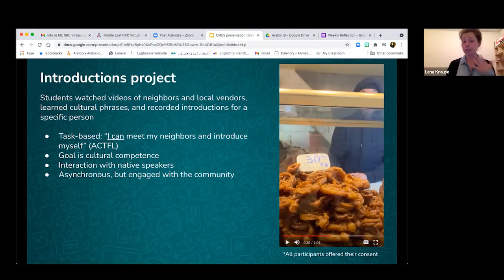But this was an asynchronous project. So my students are not face-to-face with Ahmed. There's no live interaction happening. However, they're engaging in the community because they had to address a specific introduction to Ahmed based on what they saw him say, so that I can go to the market now and say, Ahmed, this is my student, and she's learning Darija and Fusha in Chicago, and she cares about your business here. So that was the impetus for this project.